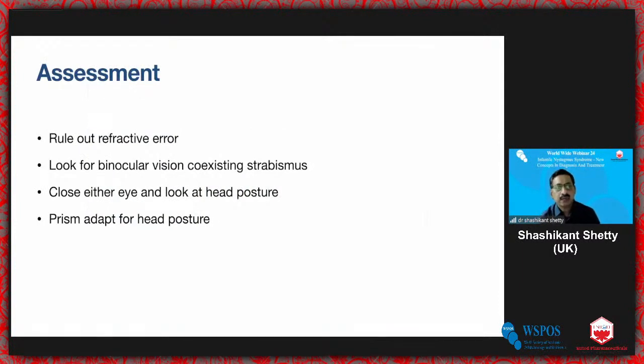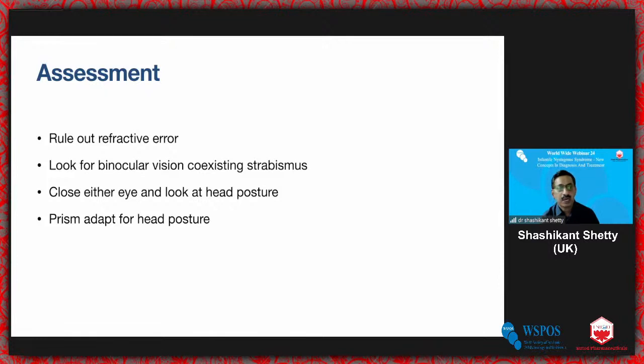And when we are assessing, we should rule out refractive error. Refractive error is very important. And some of these patients who keep a chin elevated or chin depression, we should always look at the binocular vision. So a patient can have binocular vision, and the head posture may be due to the binocular vision and maybe not due to nystagmus. So always evaluate the binocular vision in patients who have nystagmus coexisting with strabismus.